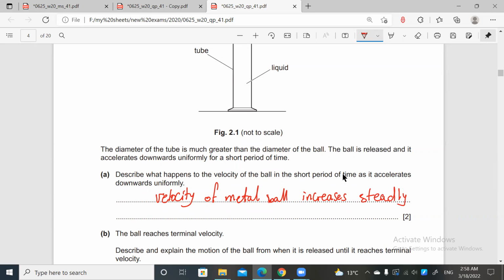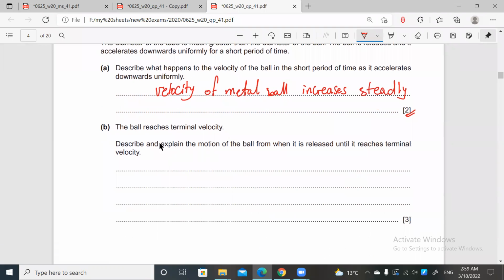The 2 marks are given for the increase in velocity, describing what's happening when it accelerates downward uniformly: the velocity starts to increase, and the magnitude of the increase in velocity is uniform, meaning steady. The other part of the question is about the ball reaching terminal velocity. Describe and explain the motion of the ball from when it's released until it reaches terminal velocity.